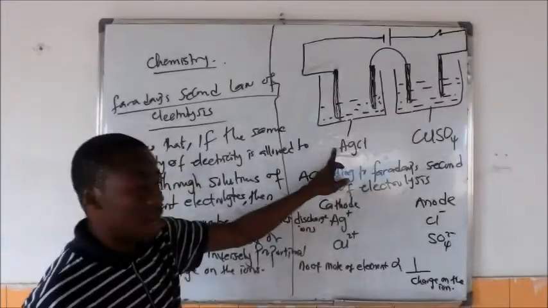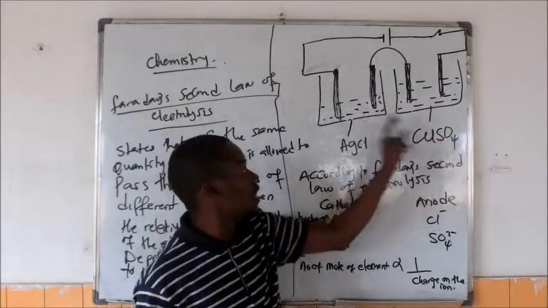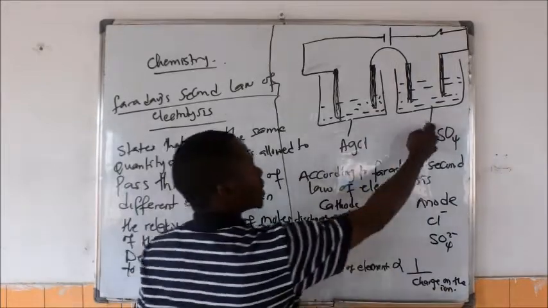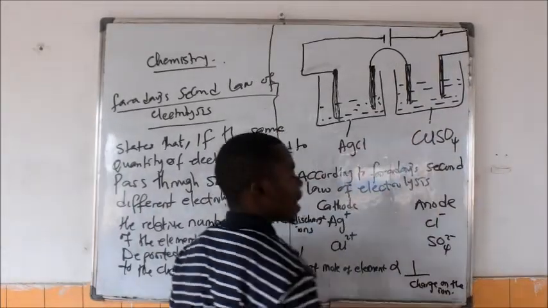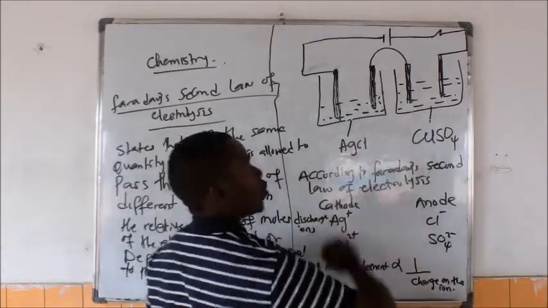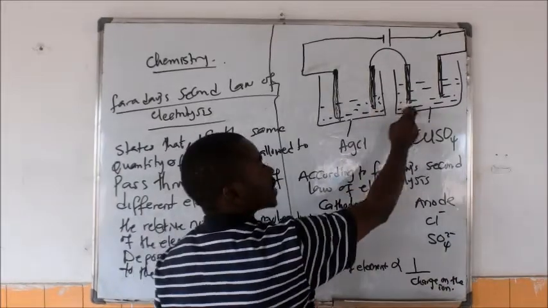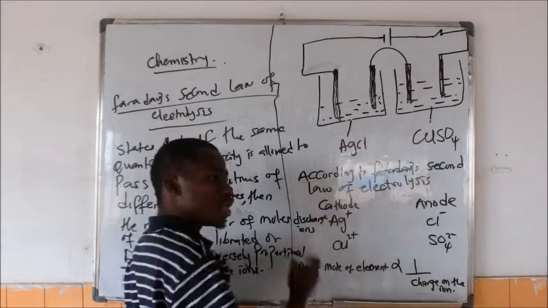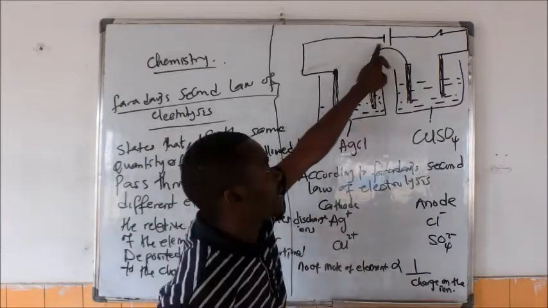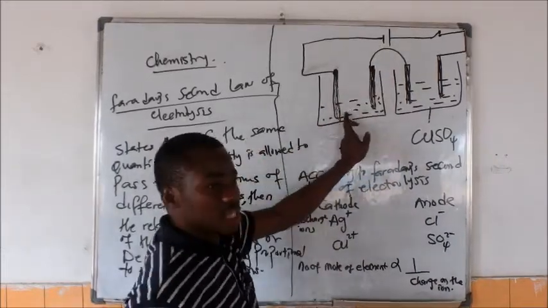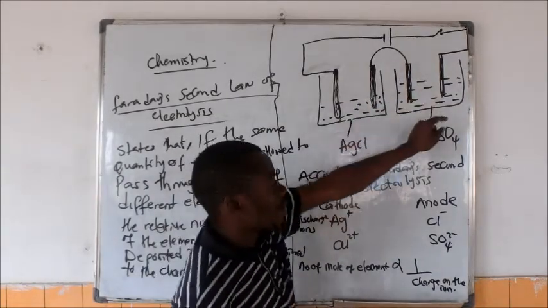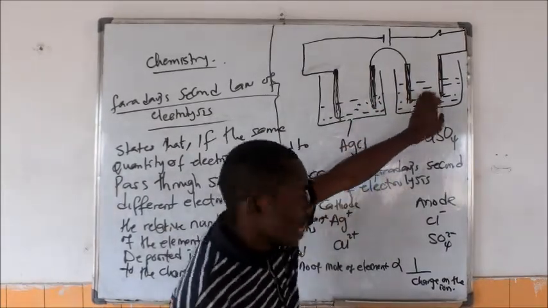This is electrolyte 1 and this is electrolyte 2. Assume electrolyte 1 is silver chloride, and electrolyte 2 is copper sulfate. Okay? Now, these electrolytes have been connected in such a way that the quantity of electricity passing through this electrolyte is still the same. Please listen up. It's still the same quantity of electricity passing through this electrolyte.